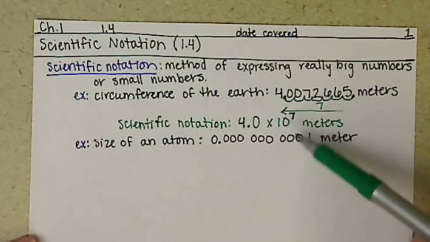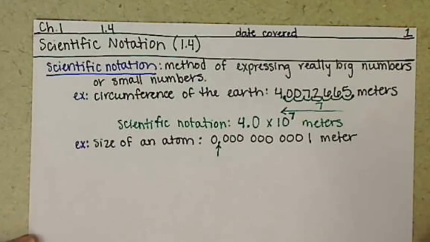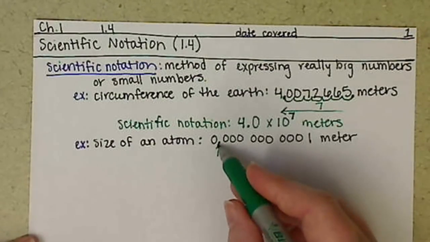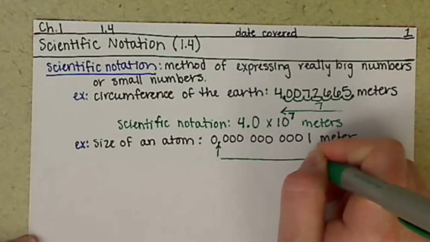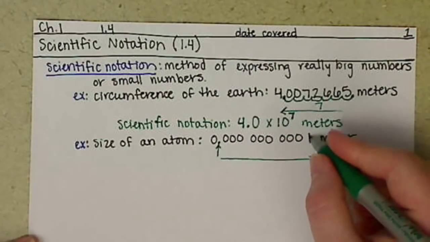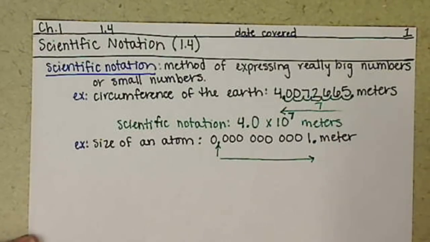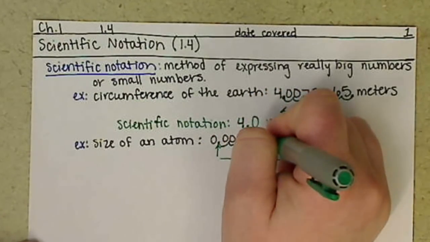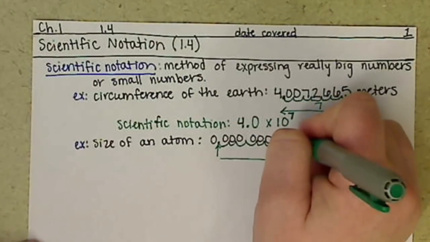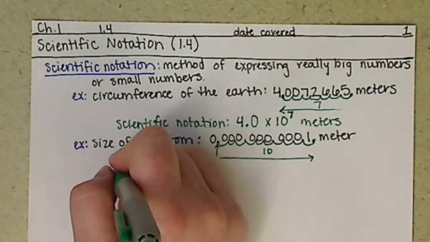So our process is the same. We're going to find our decimal. Decimal's right there. We're going to move that decimal so that it's to the right of our first non-zero digit. So we want to move it all the way to the right of our 1. And again, we count how many times we move it. So we have 1, 2, 3, 4, 5, 6, 7, 8, 9, 10. So I move it 10 times.